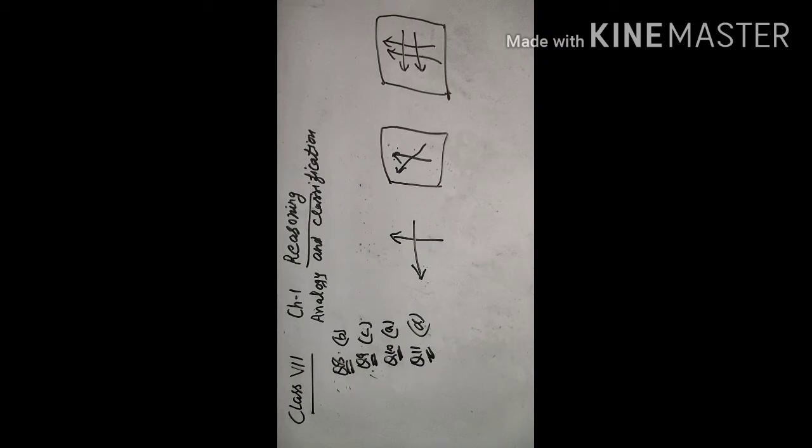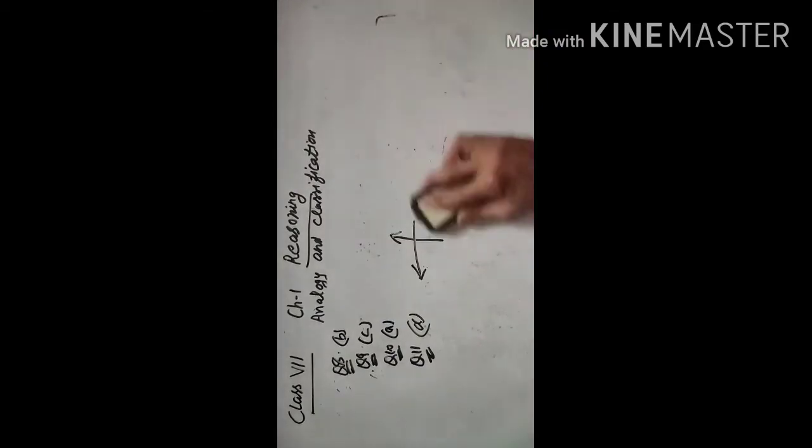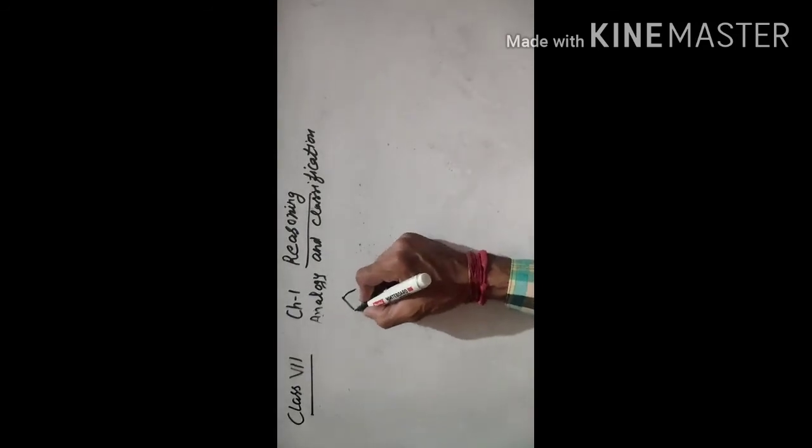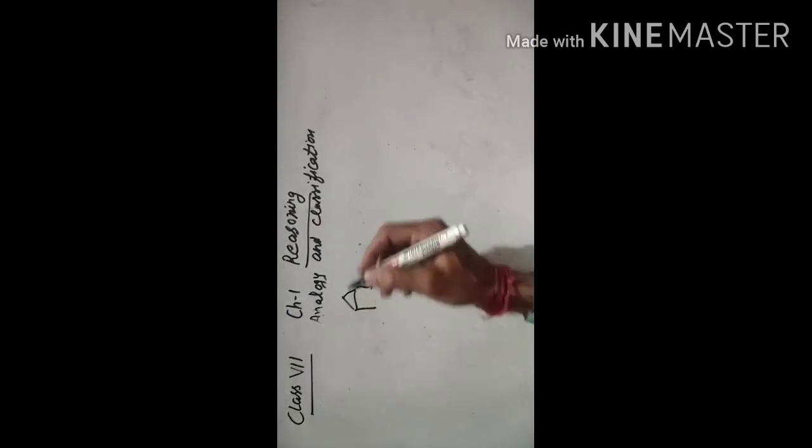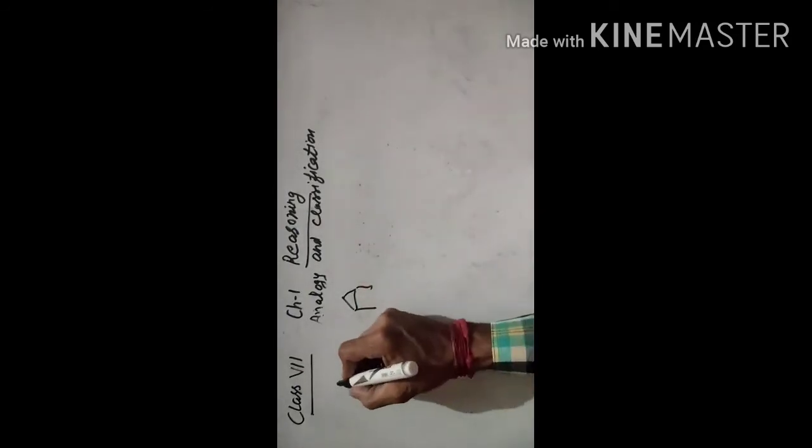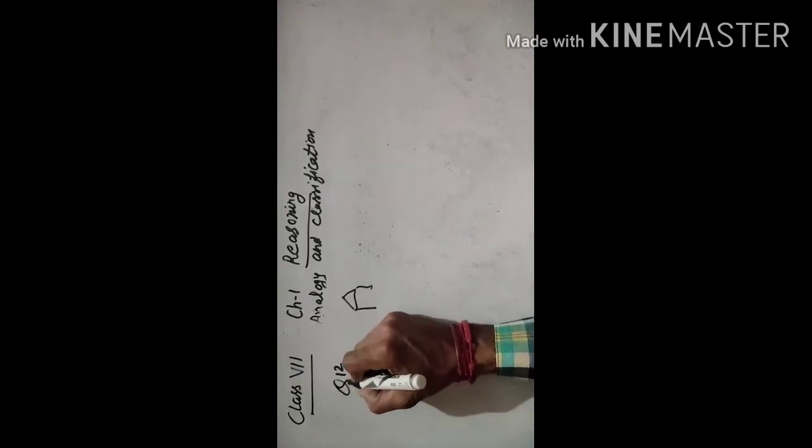Now question number 12. In question number 12, figures are given, A and inverted and with dots. The next figure is this. The answer is C. C is the option, question number 12.